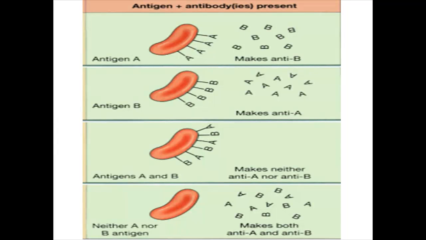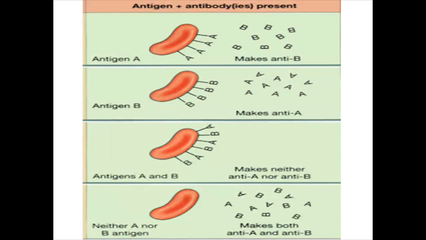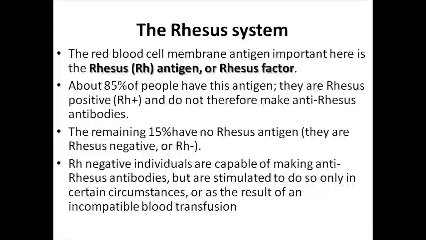This is only describing the ABO system, not the rhesus factor. So we go to this, which is all describing the Rh negative. In Rh negative there is not that much detail. Either you have the rhesus factor or you do not have the rhesus factor.